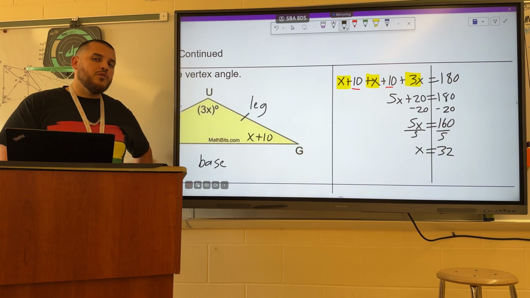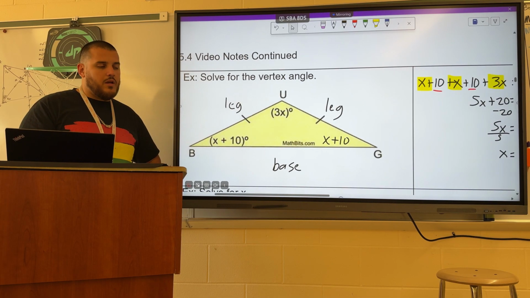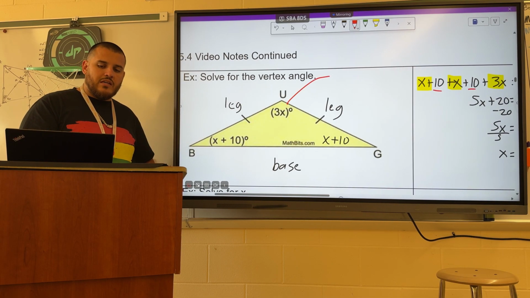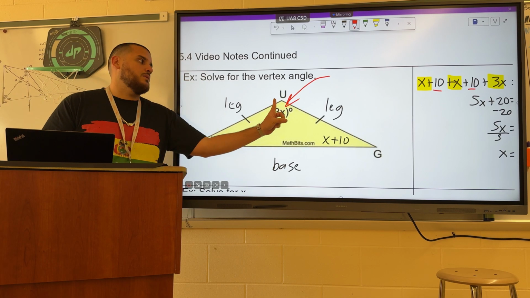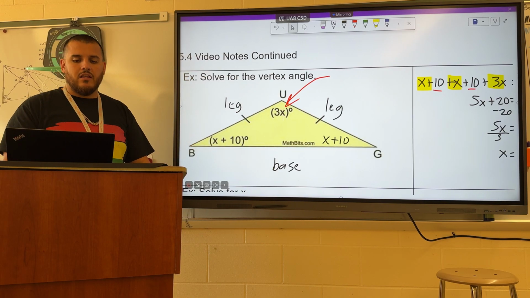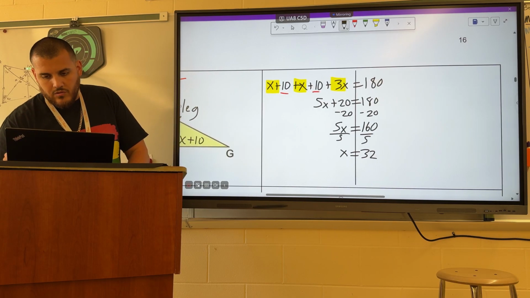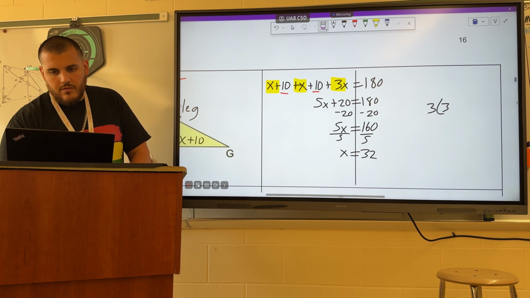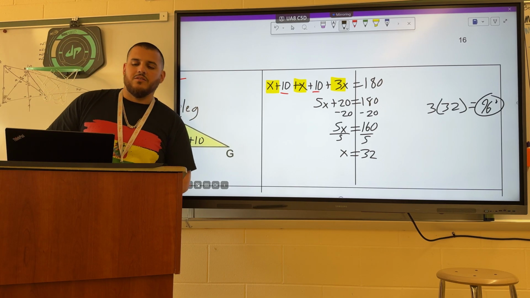Now to solve for the vertex angle, I have to plug that 32 into the appropriate angle here. And remember, the vertex angle is that angle where the legs meet each other. It's the included angle of the legs, meaning the angle between, right? Which is right there. So we're just plugging in that value of 32 for our x up there. So 3 times x, 3 times 32, would give me 96 degrees for the measure of that angle.